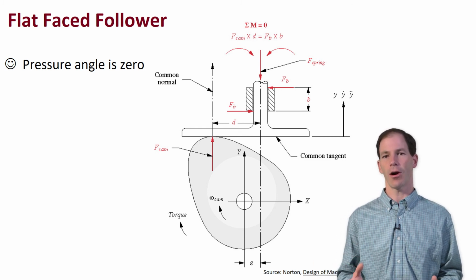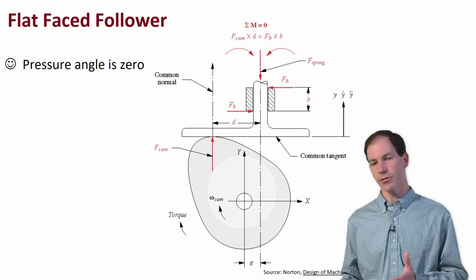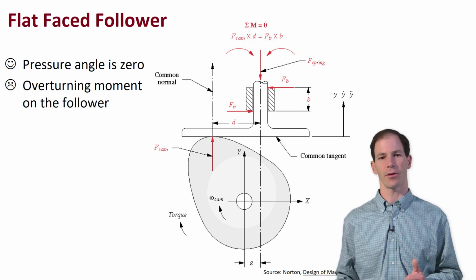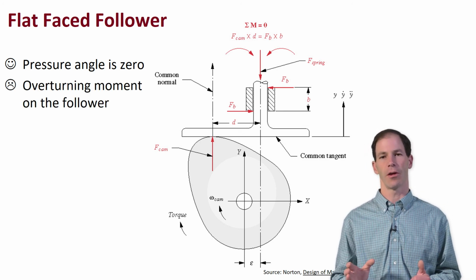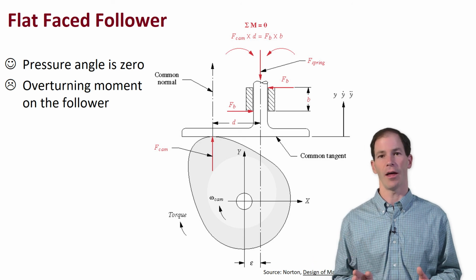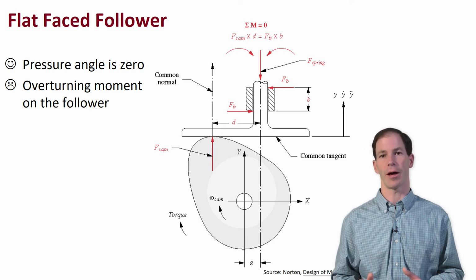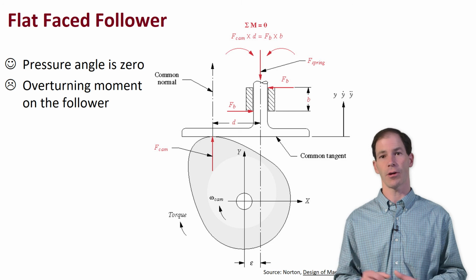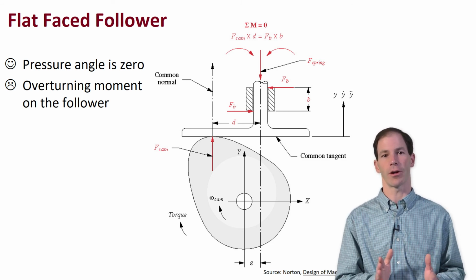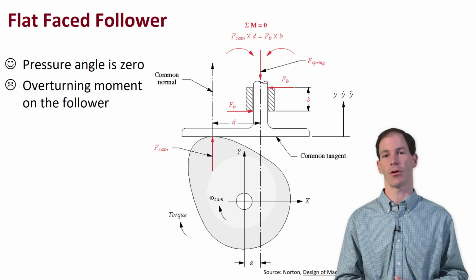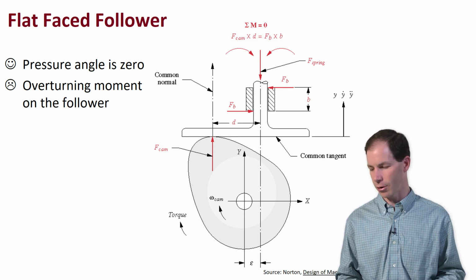Well, you'll notice that where I'm applying this force is offset at a distance from the axis of the translation. So what we're doing is we're creating a moment on that linear bearing that is allowing translation, and sometimes we can create binding in that joint depending on how much offset we create. So we have to pay attention to this overturning moment that's being created on the follower joint.